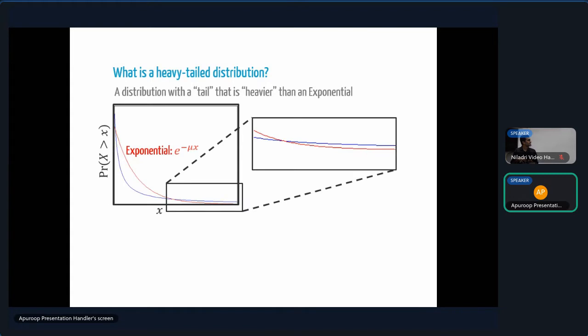So a random variable, no, RV will actually stand for something else in this talk. So let's spell this out. Random variable X is heavy tailed if the following is true.